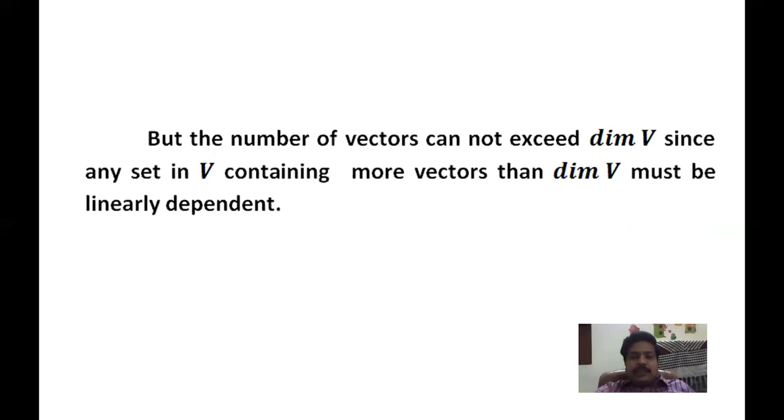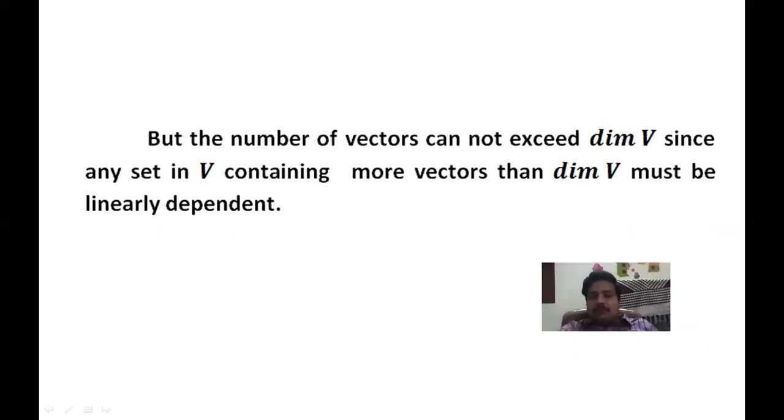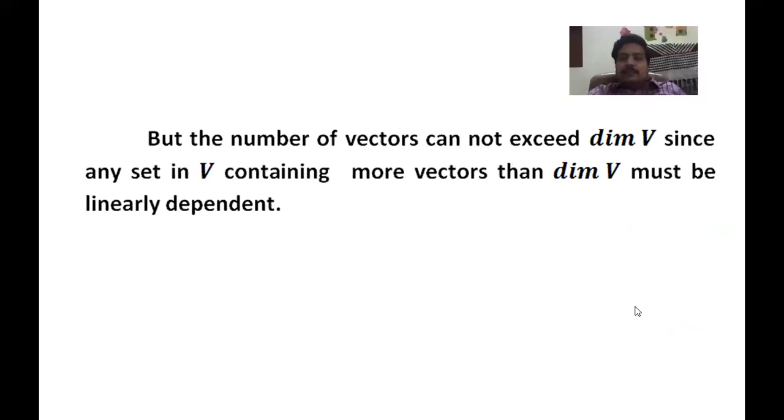But the number of vectors in this set cannot exceed the dimension of V, since any set in V containing more vectors than the dimension of V must be linearly dependent. We have already seen this statement. If the dimension of V is given, then that is the number of vectors in a basis of that particular vector space. So we can't form a linearly independent set with more than dim V vectors. So our process will end at a particular stage before reaching dim V or while reaching dim V. We can't exceed dim V steps.